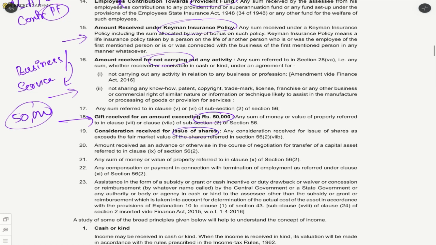Consideration received for issue of shares. So if you sell shares and receive any consideration on that, that also will be considered as income. Amount received as an advance or otherwise in the course of negotiation for transfer of a capital asset. Generally, people would just pay the advance and later postpone the contract, and then avoid the payment of tax. To curb such practices, the Income Tax Act has made it so that even if you receive an advance, that will be considered as income.